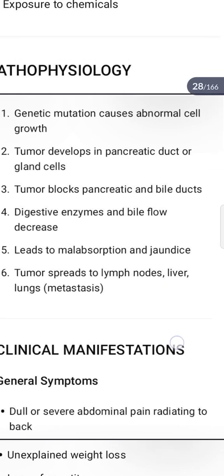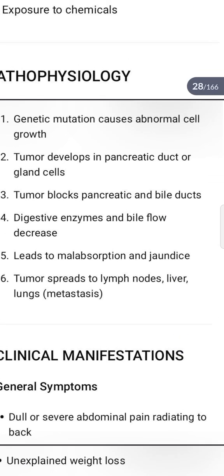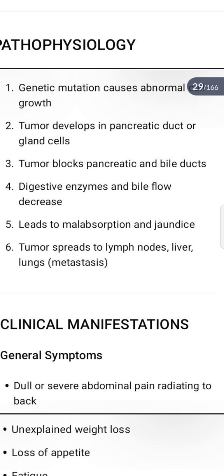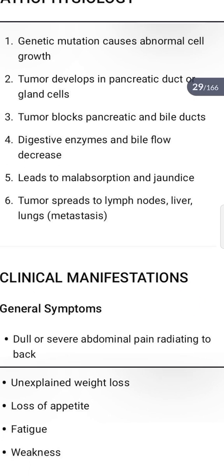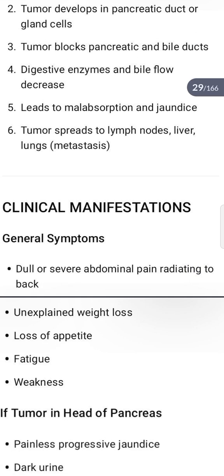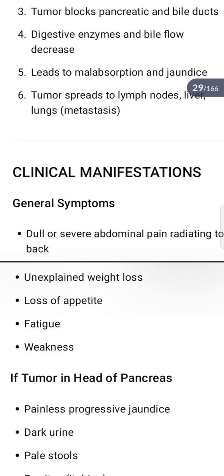In pathophysiology, genetic mutation can cause abnormal cell growth. Because of genetic mutation, abnormal growth of cells begins, due to which a tumor develops in the pancreatic duct and gland cells. The tumor blocks the pancreatic and bile duct, due to which the flow of digestive enzymes and bile decreases, which leads to malabsorption and jaundice. And the tumor spreads to nearby organs like lymph nodes, liver and lungs. Metastasis is there in pancreatic tumors.